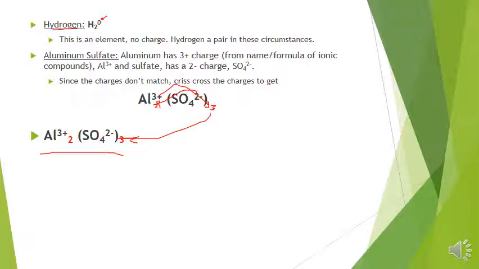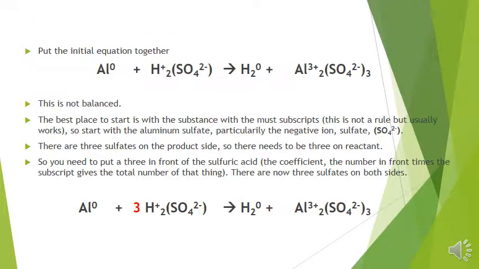So we have all our substances. Let's put them in an initial chemical equation. We've got aluminum plus sulfuric acid, or hydrogen sulfate, yields hydrogen plus aluminum sulfate. This is not a balanced equation. If you notice, there are 2 aluminums on this side, and so forth. When I balance single replacement reactions and double replacement reactions, for the most part, I usually start out with the substance that has the most subscripts.